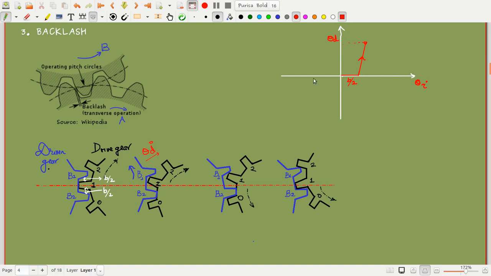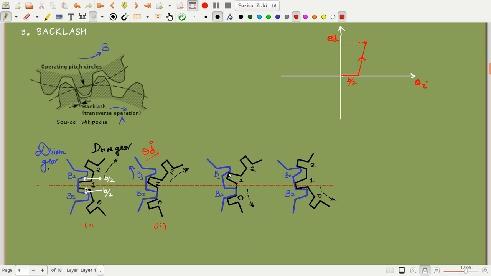Now in the case of a linear system, if you try to rotate the drive gear in the opposite direction, we have to follow the same path. But now we will see what happens in this kind of gear. This is in the position as shown in figure 2. This is 1, this is 2. Now from figure 2, I am trying to rotate the drive gear in the anti-clockwise direction.